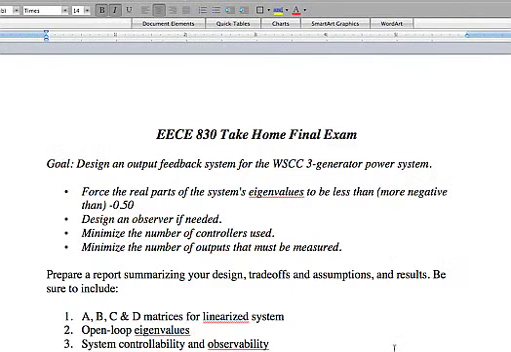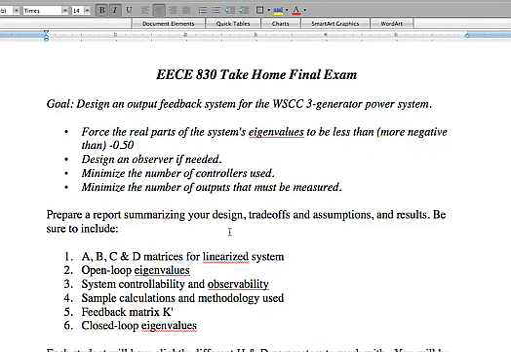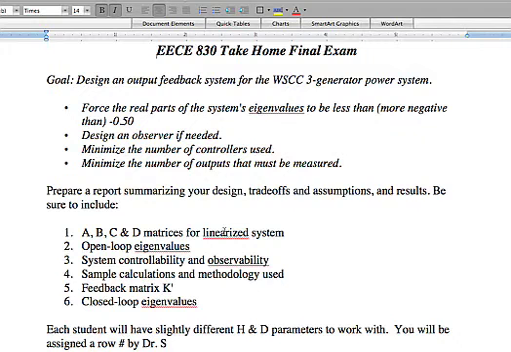All right, so for the take-home final, the final project, this is a major portion of your grade, so I expect a fairly serious report here. This is just what's on the web on K-State Online for the description of the project.